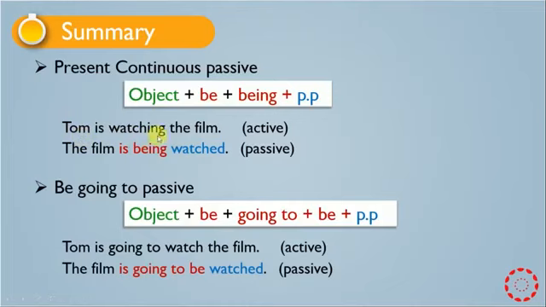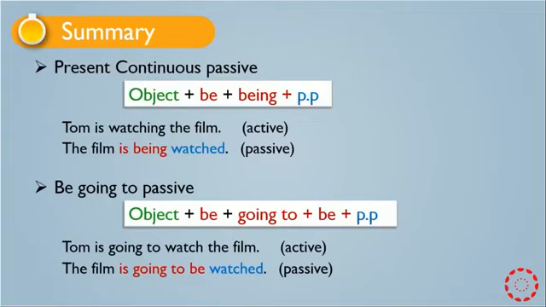Look at the first example here. Tom is watching the film. This is present continuous in active form. We change it to the passive. The film is an object. The film, because it's singular, we say is, and then we have being. After being, we have pp. Watching became watched. This is regular verb. Just take ed. And then we have another form of passive voice in present continuous, which is be going to passive.